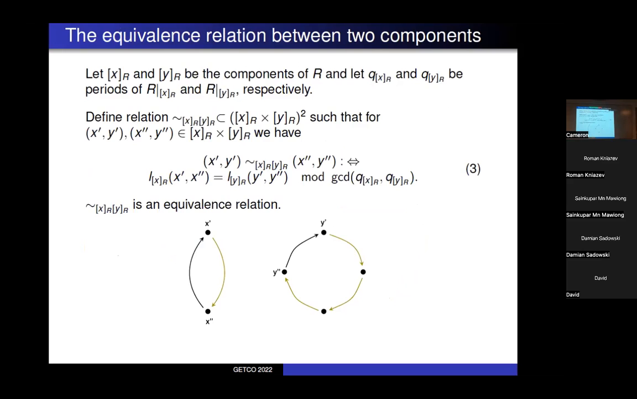We are using that function to introduce some relation between two different components, some equivalence relation. And the equivalence relation works like that. We are comparing the L function for two components, mod GCD of periods of those two components. This is an equivalence relation, and for example, a pair consisting of x prime, y prime is related by this relation with the pair x double prime with y double prime.